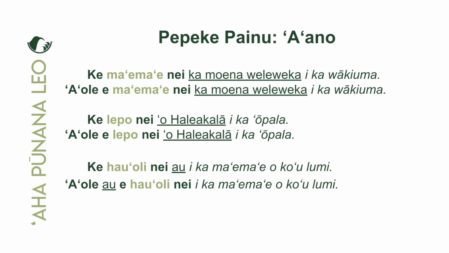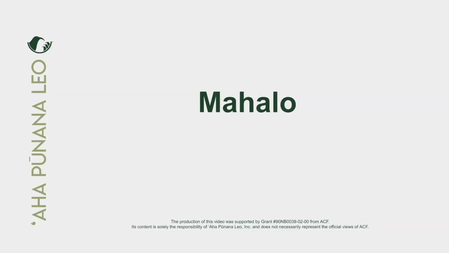Auē nō hoʻi e. Alright, a quick review. Ke maʻemaʻe nei, ʻaʻole e maʻemaʻe nei. Ke lepo nei, ʻaʻole e lepo nei. Ke hauʻoli nei, ʻaʻole e hauʻoli nei. So the answer would be ʻaʻole au e hauʻoli nei. ʻOia maikaʻi loa e nā mākua.